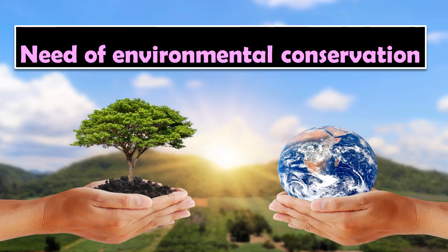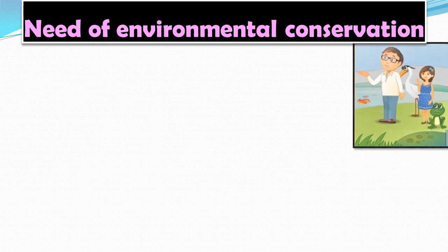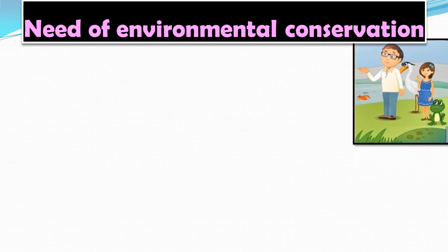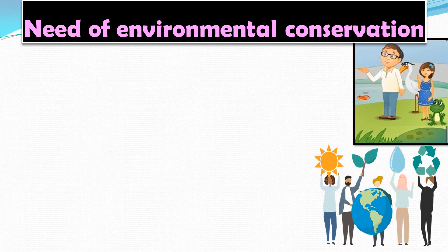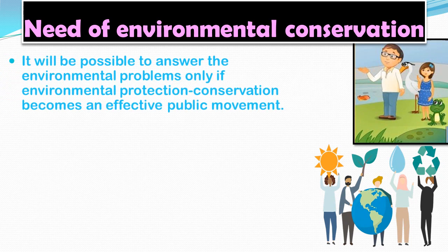Okay, now let us understand the need of environmental conservation. Students, the general public is not aware about the rules of environmental conservation, and there should be large scale participation of the people in environmental conservation. It will be possible to answer the environmental problems only if environmental protection and conservation becomes an effective public movement. If all the people get into the activity, then all this will be possible.